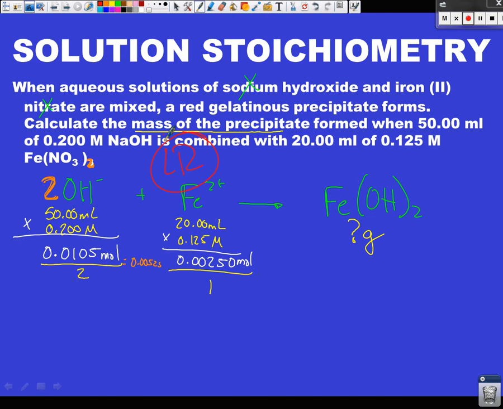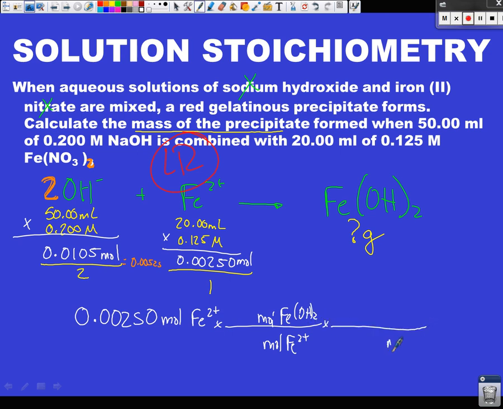Okay. Now what do we do? We use the moles of iron to go to... No. To the grams of FeOH2. All right. So we've got 0.00250 moles. I know, I agree with you. That's why I leave them off half the time. Okay, so we've got moles of Fe2 plus to moles of FeOH2. Dustin, do you have the mass ready?